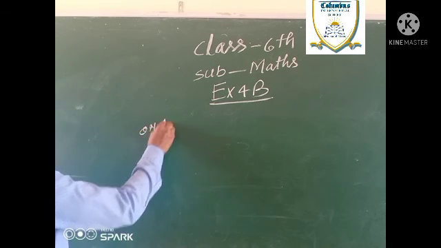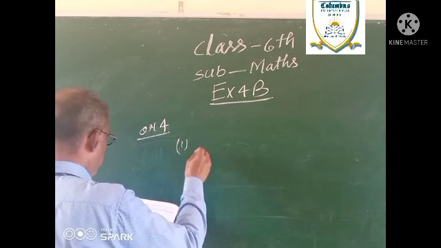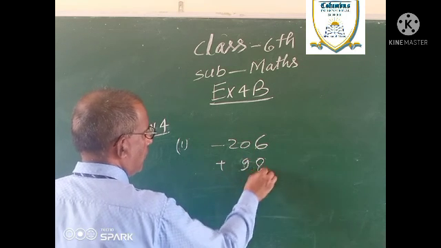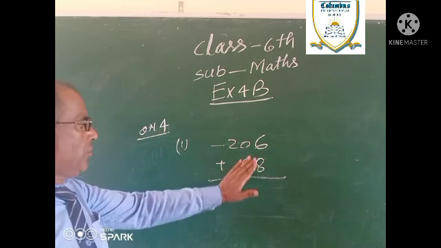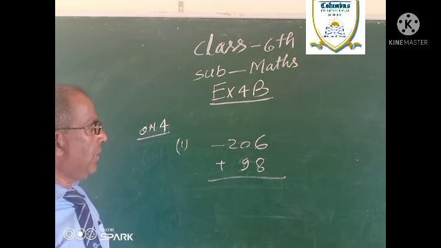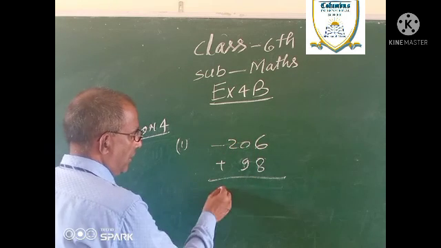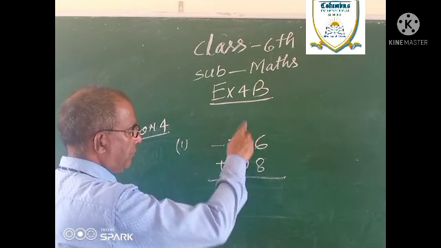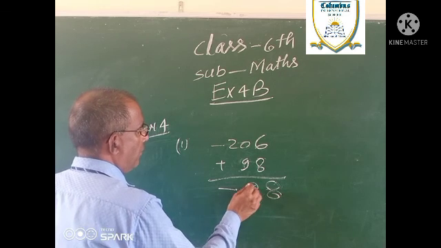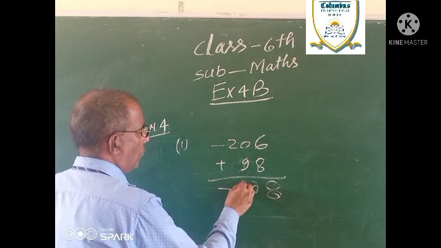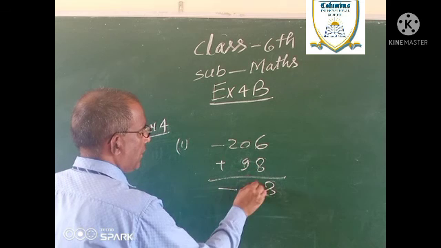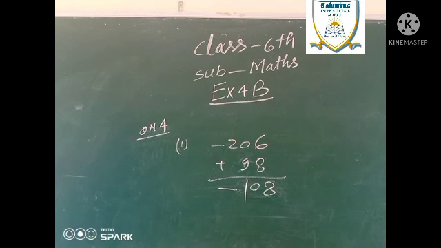Question number 4. First, minus 206 and plus 98. स्टूडेंट्स 206 और 98 में कौन सा नंबर बड़ा है? 206 बड़ा है, माइनस 206 नहीं, सिर्फ 206 नंबर 98 से बड़ा है। लेकिन साइन जो बड़ा नंबर है उसके सामने माइनस है, इसलिए यही रिजल्ट का साइन होगा। और इनका अंतर कितना होगा? व्हाट इज द डिफरेंस? तो 16 minus 8 8, 9 minus 9 0 and 1. Minus 108 is the result of this question.